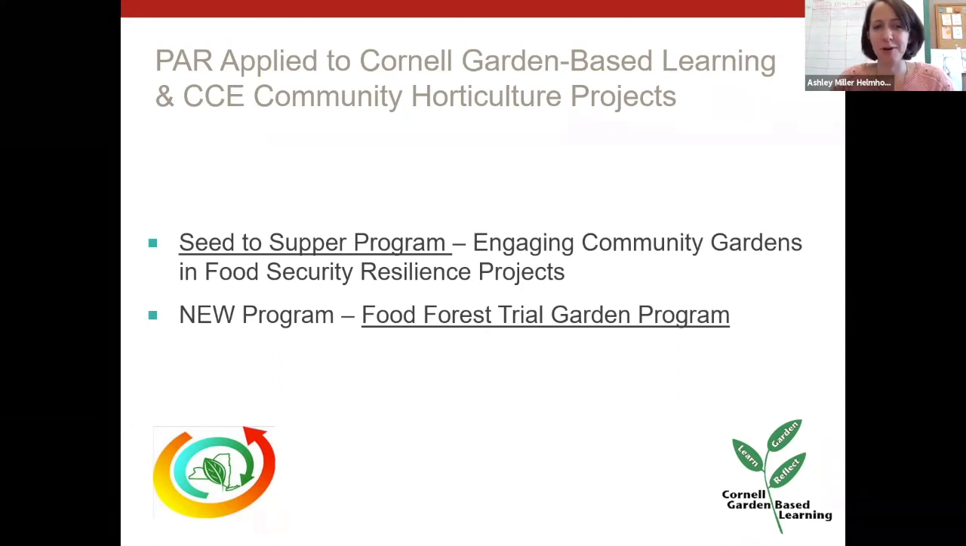And then a new program called the Food Forest Trial Garden Program, which is a little bit more on the, I guess, community food forest side that we talked about a little bit earlier.